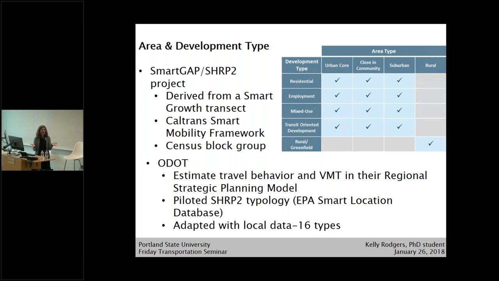So in the end, you have 16 types in this typology, which is interesting to me, again, thinking about practitioners: is that helpful, to have that number of types to be working with and having policy decisions that might depend on 16 different types? It's just a question that I have. I don't know.